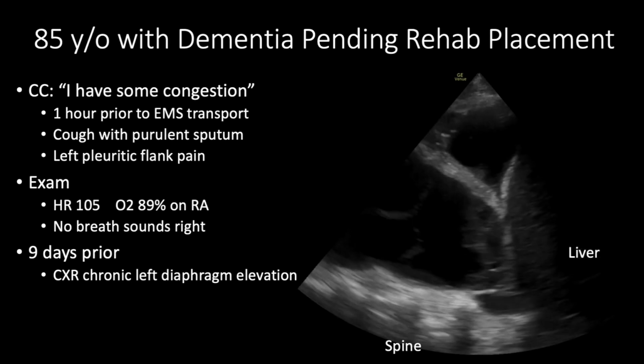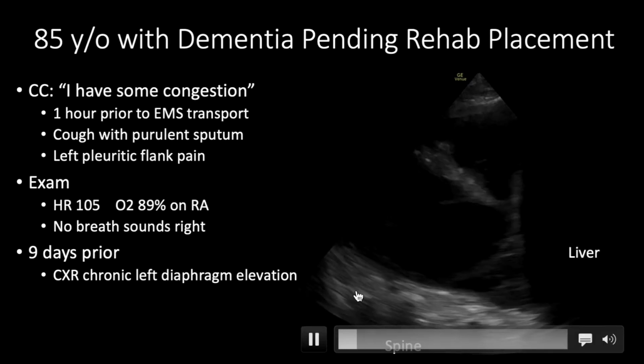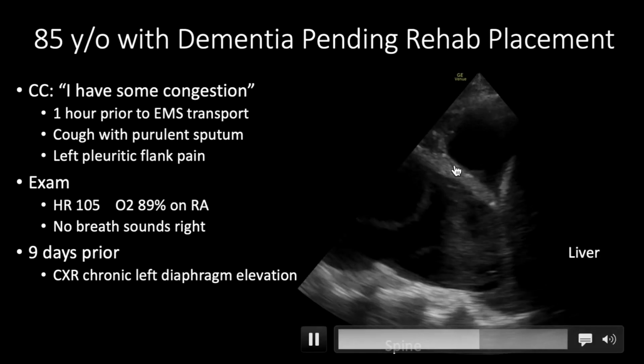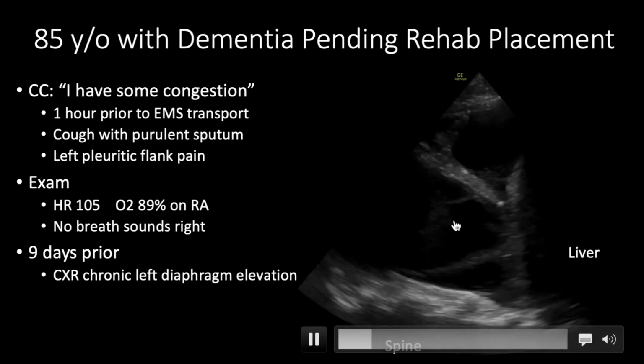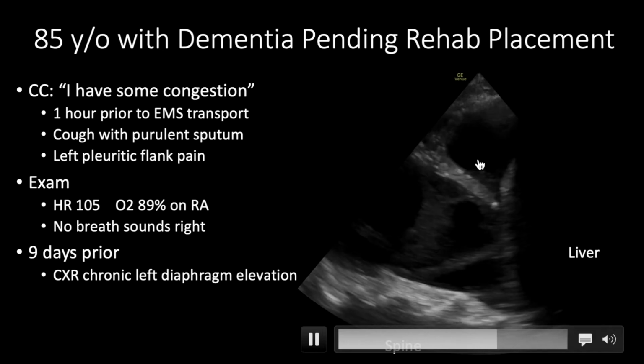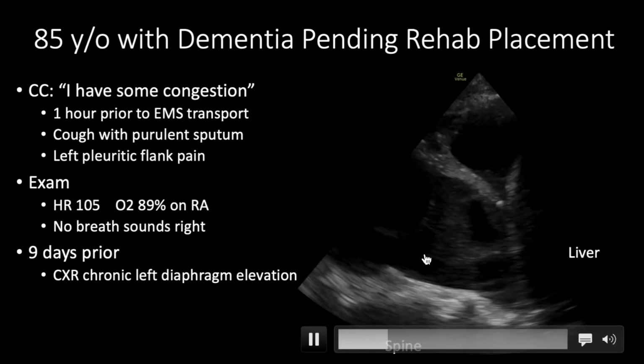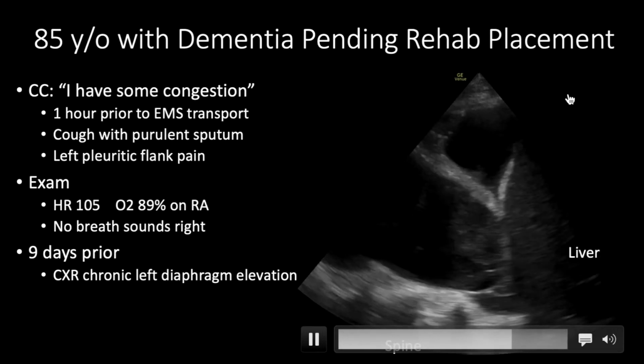So here's liver. We see spine. Again, we have spine sign, which means we're conducting sound waves through some type of fluid here in the thoracic cavity. You also start to see some loculations popping up as well.